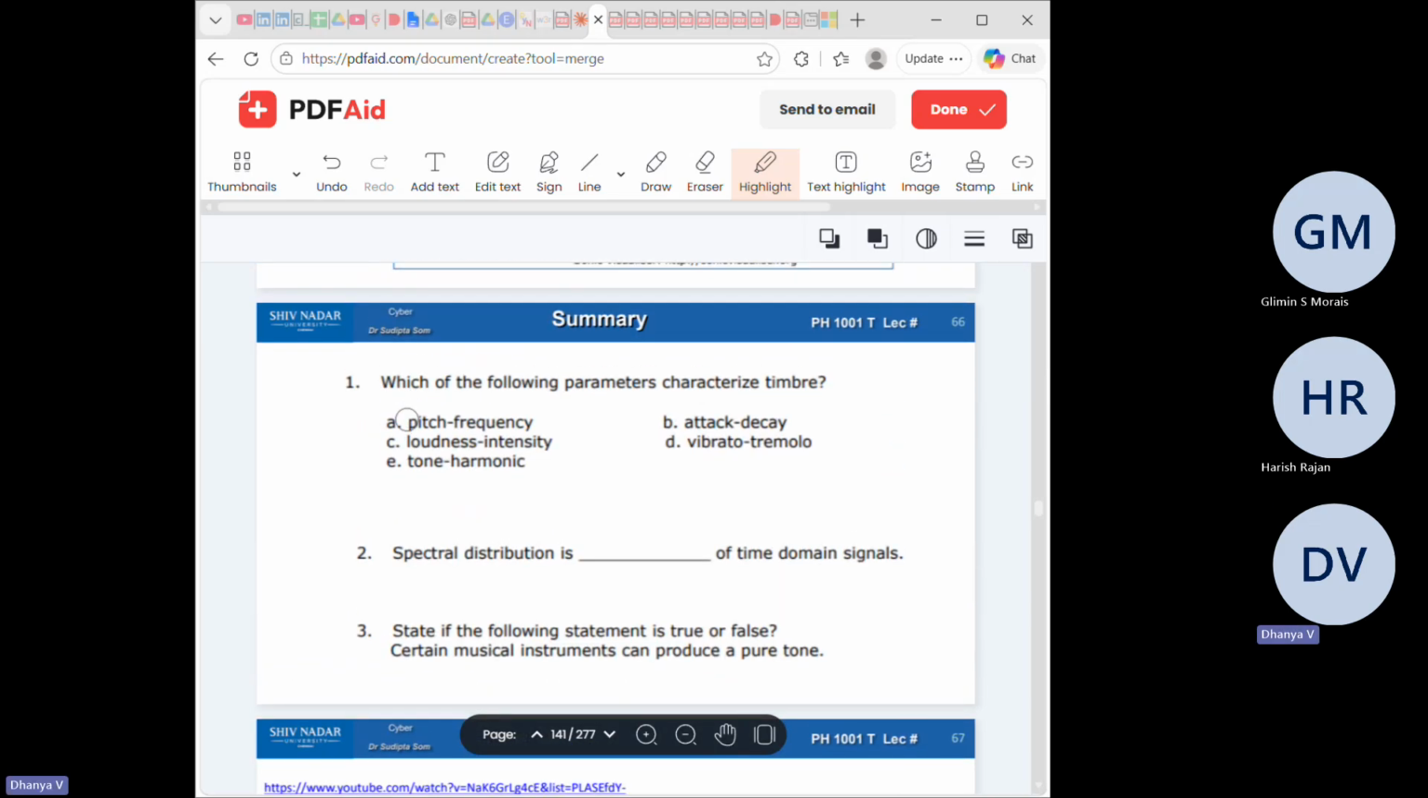I think this part is done. Okay, so we'll look at this question. Which of the following parameters categorize timbre? Frequency, attack and decay, vibrato, harmonic content. Next: spectral distribution is dash of time domain sequence.